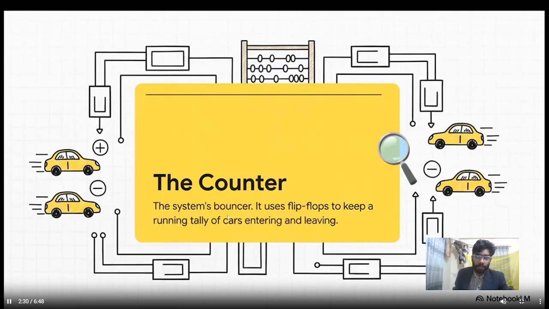First up, meet the counter. You can think of this thing as the system's bouncer, just meticulously keeping a head count at the door. It's a special circuit made of these tiny electronic switches called flip-flops. Imagine a row of lights.